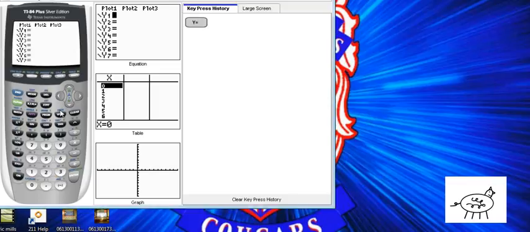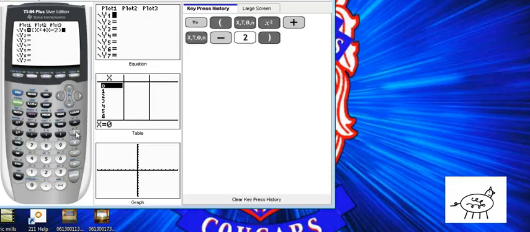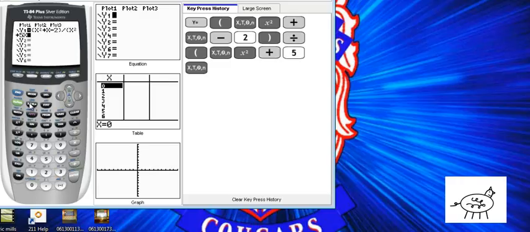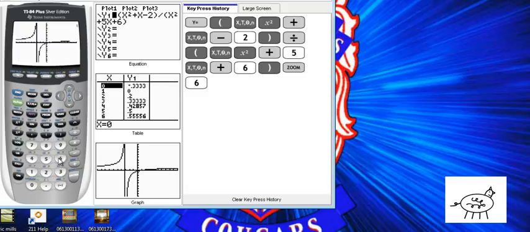We have y equals, put it in parentheses, x squared plus x minus 2, divided by x squared plus 5x plus 6. And let's do zoom standard. And that's our graph. Okay, so that's very interesting.